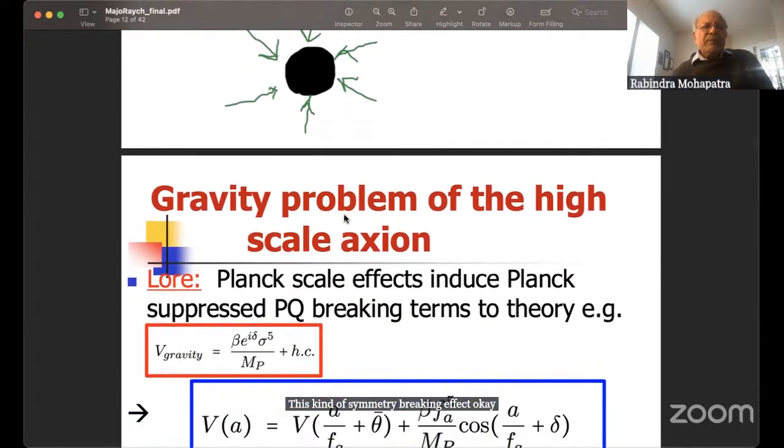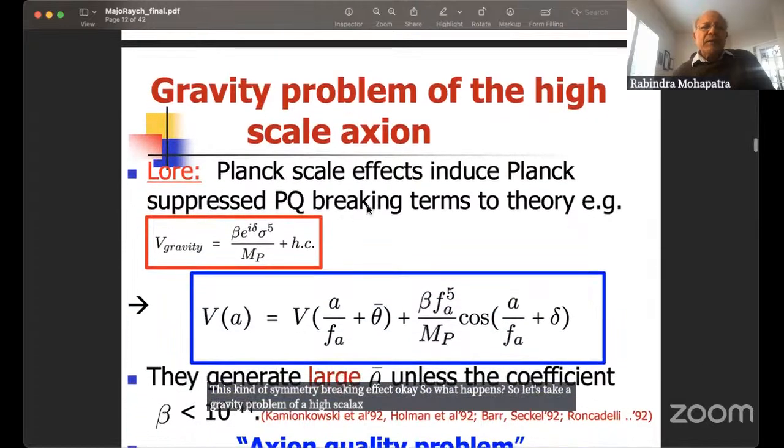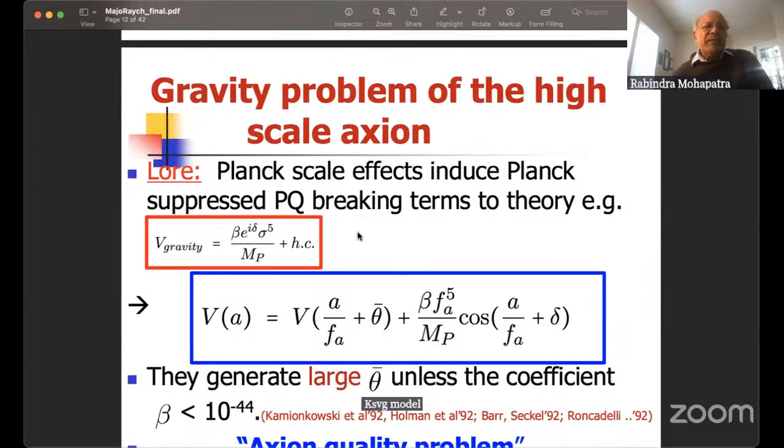So what happens? Let's take the gravity problem of a high-scale axion, okay? The Planck scale effects induce Planck-suppressed PQ breaking terms in the theory. So for example, if you take the KSVZ model, or if you take the DFSZ model, in either of these models, there is a singlet field which carries Peccei-Quinn charge.